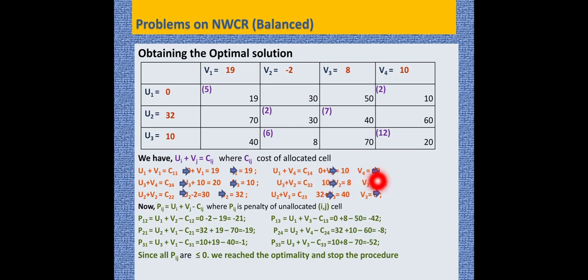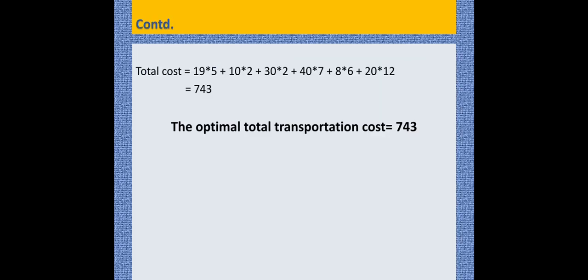I can calculate the total cost for the new allocation. So it is coming 743. Initially it was around 1000. Now we have reduced it to 743. So by the MODI method you will get the optimal solution. I request you to solve the same problem using Vogel's approximation method and check the optimality using the MODI method. Thank you dear students.